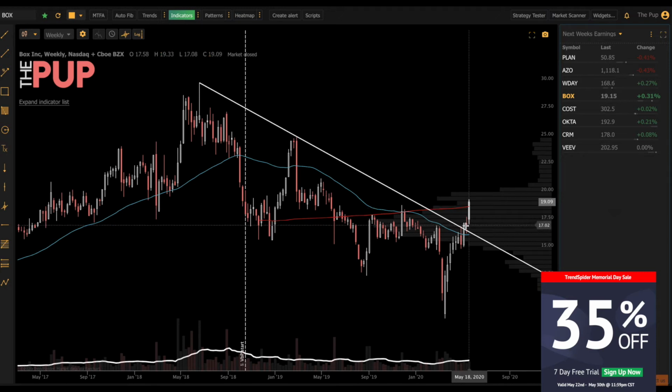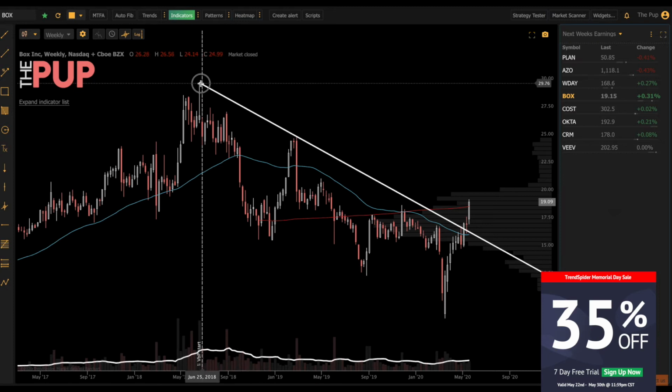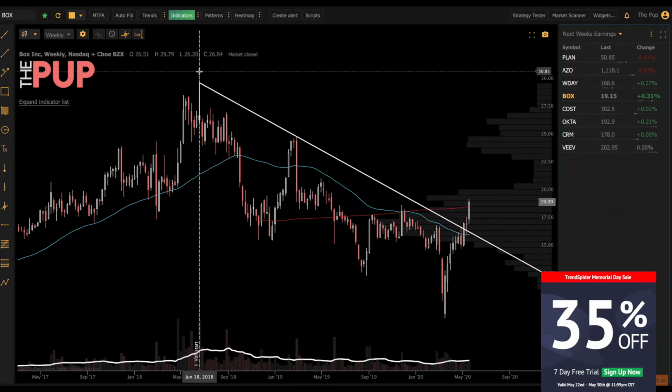Now, I don't like that the 50 is under the 200, but you could see it looks like we're about to start curling up. So if we have a positive earnings report and price continues to move up, and let me move the volume by price indicator over to our previous high. Actually, I'm going to use it to the previous high open, which I like to call the swing high.